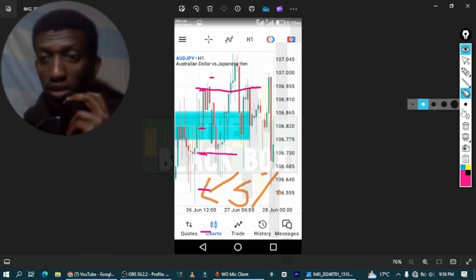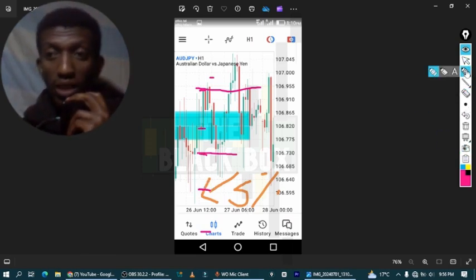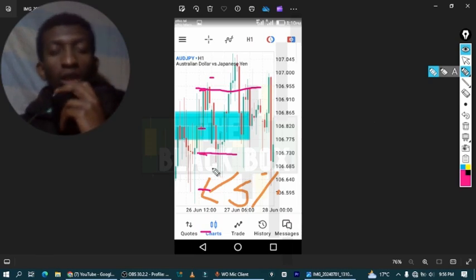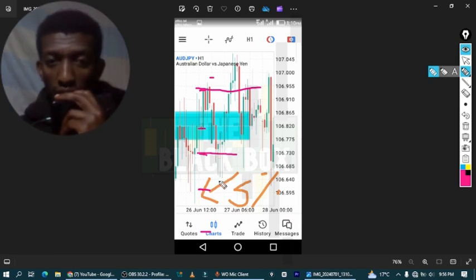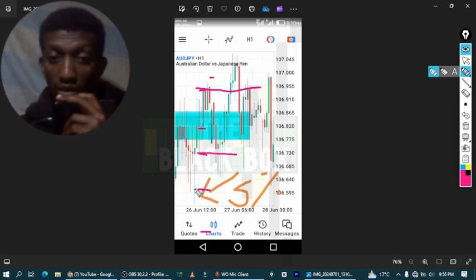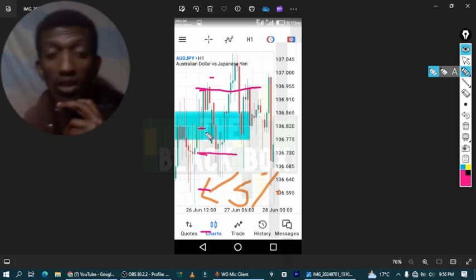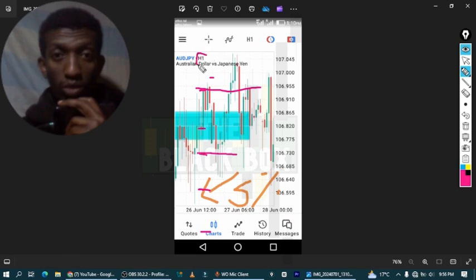Okay, you catch my drift? So it came really close, not very close, but close, and then it bounced off and went back to the black box. Okay, the 1 hour black box.